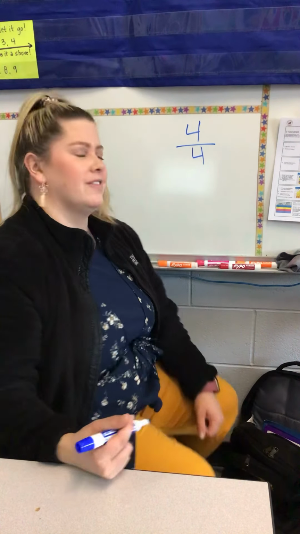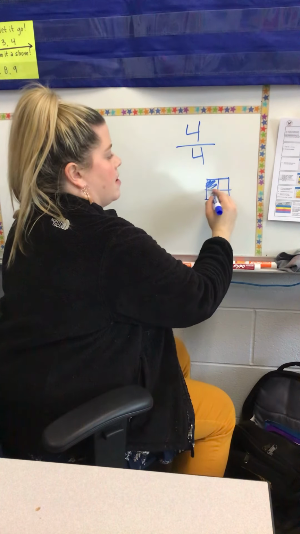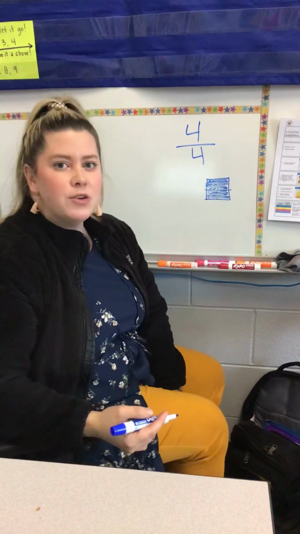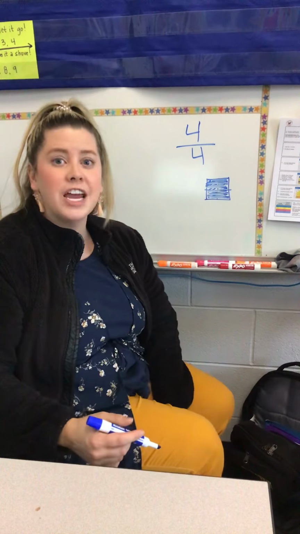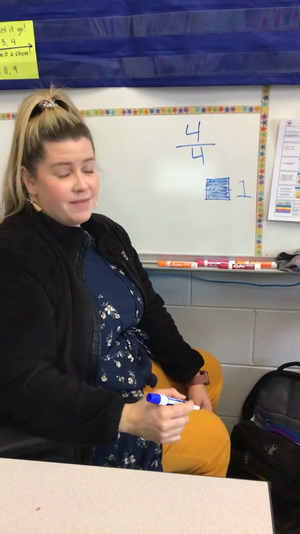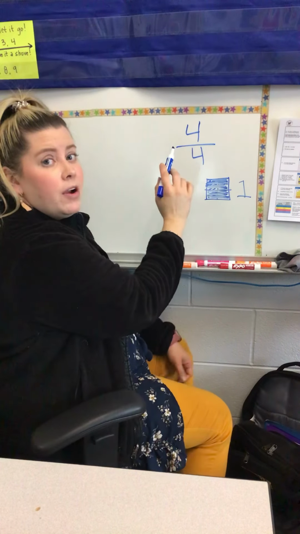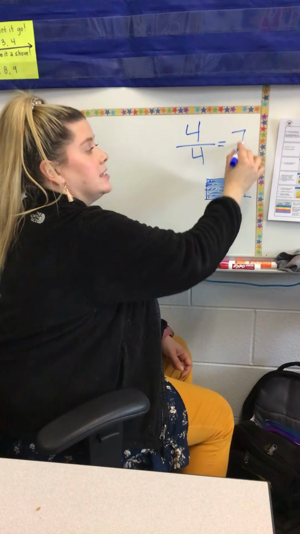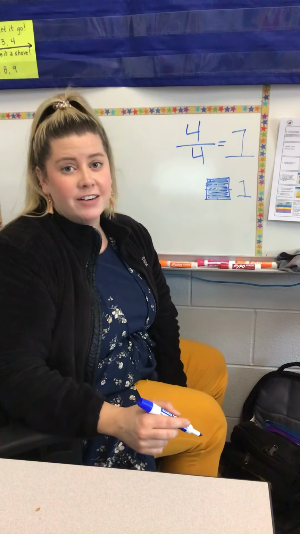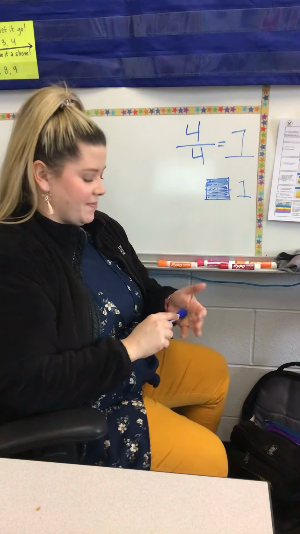Okay, so 4/4, what'd you draw? Okay, you drew a shape, you cut it into 4 parts. And then if you colored all 4 of them, you colored what? The whole shape. So that means you have one whole shape colored. I want you to remember that. That's a really important detail. Anytime that our numerator and our denominator are the same, it is equal to 1, because that means we have one whole entire shape colored. And we'll talk more about that a little bit later, but I wanted to point it out to you now just to get your brain jogging.